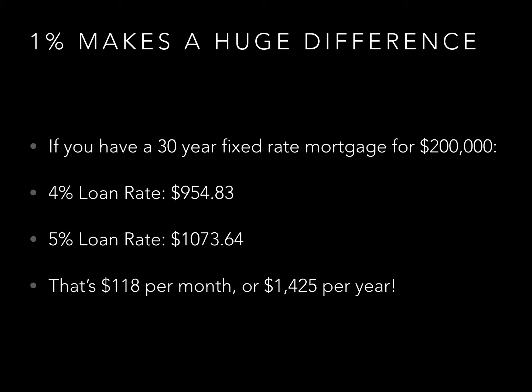But if you have bad credit and they make you pay more for your mortgage, you might have to qualify for a 5% interest rate. And that loan payment is $118 more per month at $1,073. That's $1,400 a year. And then you go for like a 30-year loan, right? That adds up to thousands and thousands of dollars that you're leaving on the table because you have a poor credit score.